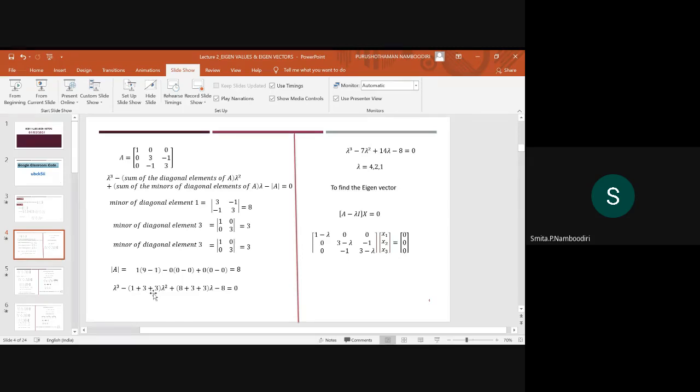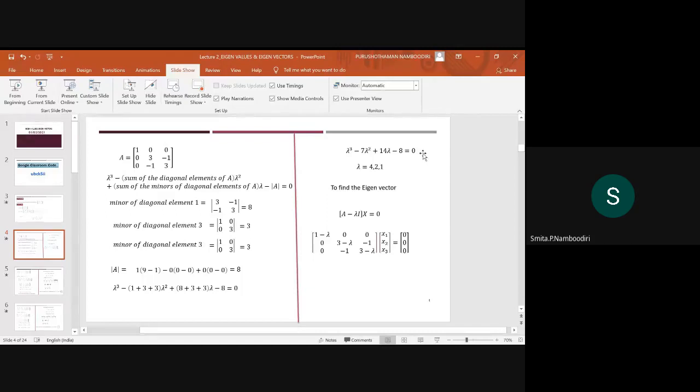So 1 plus 3 plus 3 into lambda square plus sum of the minors of the diagonal elements of A. So we have got the minors as 8, 3 and 3, adding all the 3 into lambda minus determinant of A, which is 8, that is equal to 0. Now simplifying, we will get lambda cube, 3 plus 3, 6 plus 1, 7, that is 7 lambda square, 8 plus 6, that is 14 lambda, minus 8 equal to 0.